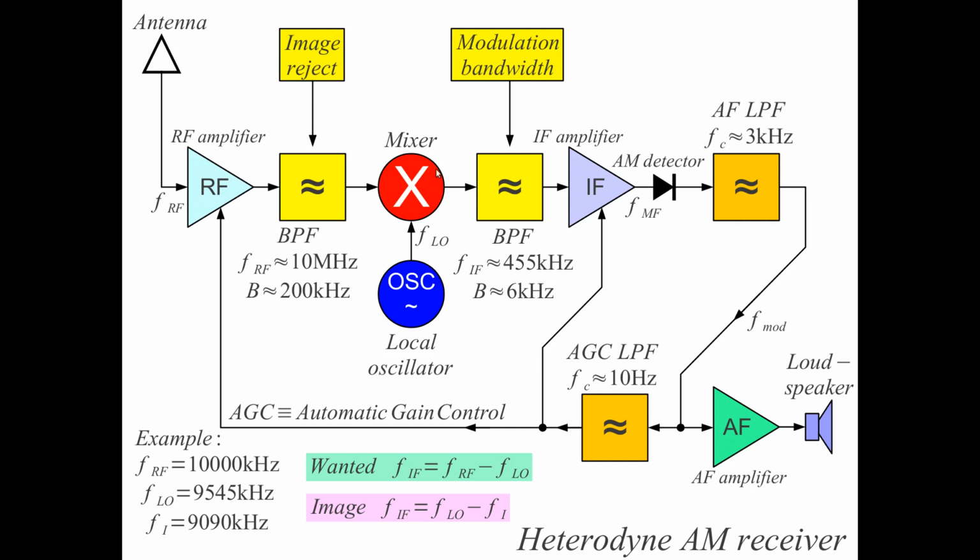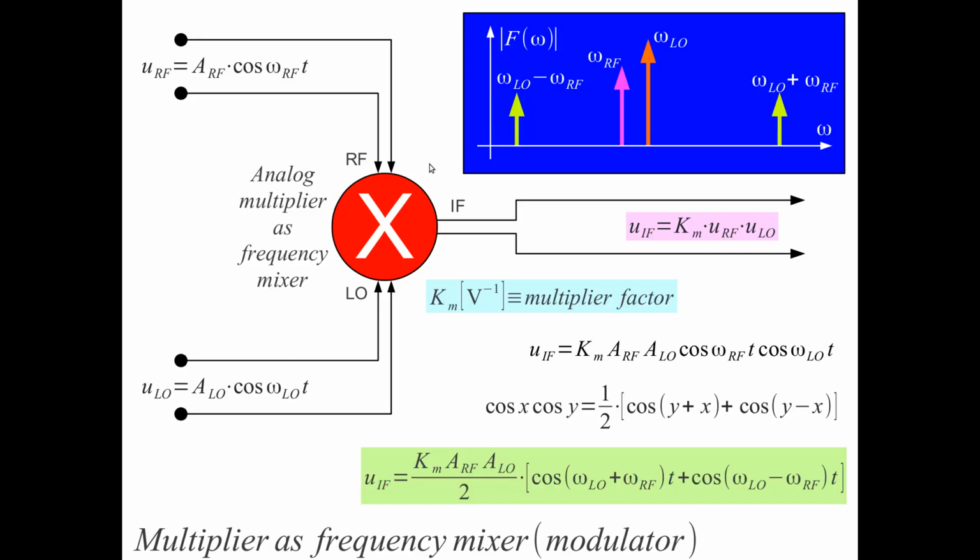Let's see now what the mixer is doing. This is a strange term I introduced. So the mixer is actually an analog multiplier. It's a circuit that multiplies two voltages and gives out the product, and this Km is the constant of our circuit here. So we build an electronic circuit that works as an analog multiplier.